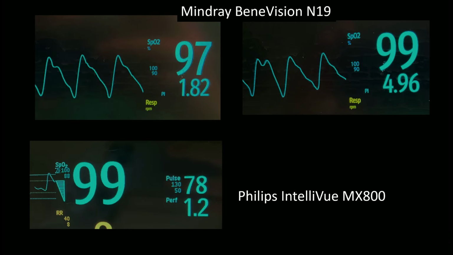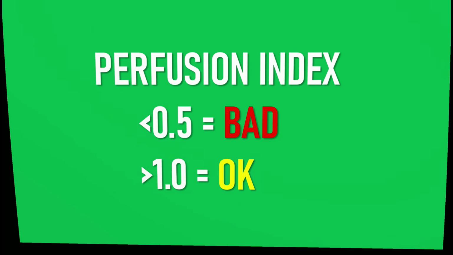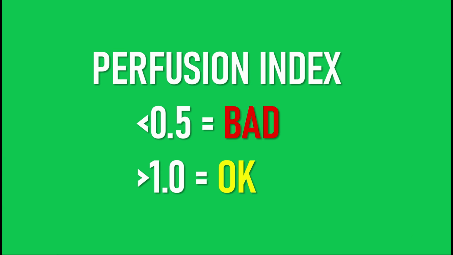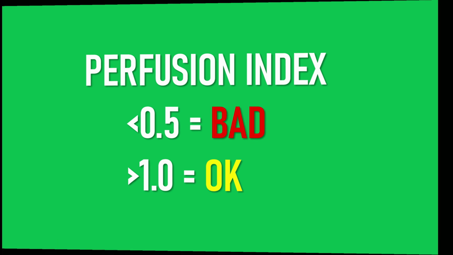So this can be really confusing, so I'm going to try and keep this simple. In general, if the perfusion index is less than 0.5 for any monitor, that's bad. And if it's more than 1 for any monitor, that's okay. Now let's move on.